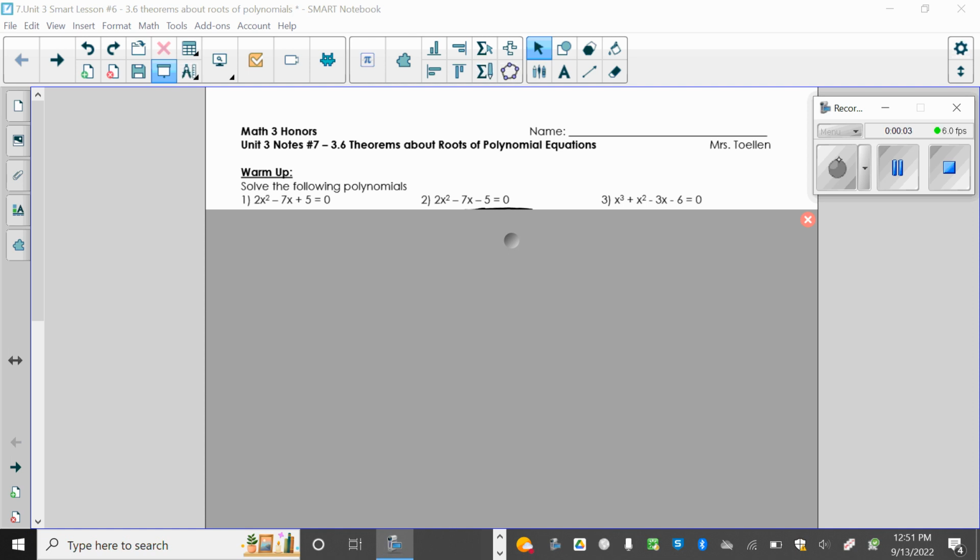Hello, everybody. So today we are starting section 3.6 notes, theorems about roots of polynomial equations. Today's objective: by the end of class, you should be able to solve a polynomial equation.